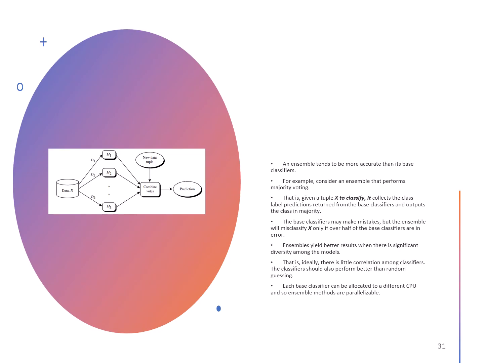For example, consider an ensemble that performs majority voting. That is, given a tuple X, it collects the class label predictions returned from the base classifiers and outputs the class in the majority. The base classifiers may make mistakes, but the ensemble will misclassify X only if over half of the base classifiers are in error. Ensembles yield better results when there is significant diversity among the models.